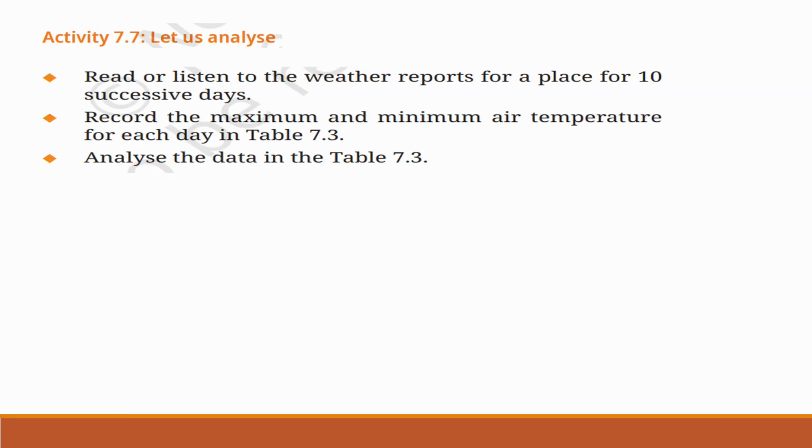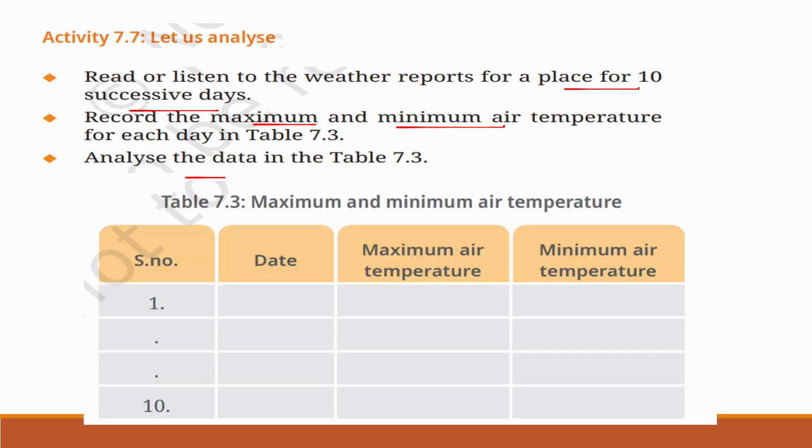Then there is an activity. Read or listen to the weather reports for a place for 10 successive days. Record the maximum and minimum air temperature for each day. Analyze the data in table 7.3. Okay, so you have to listen to the weather reports for a place for 10 successive days, and record the maximum and minimum air temperature for each day. These things you can do.